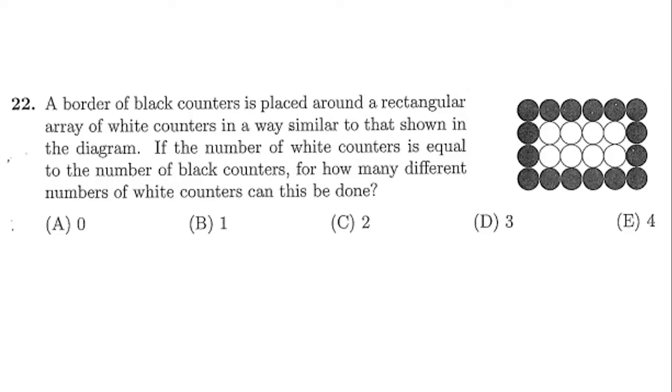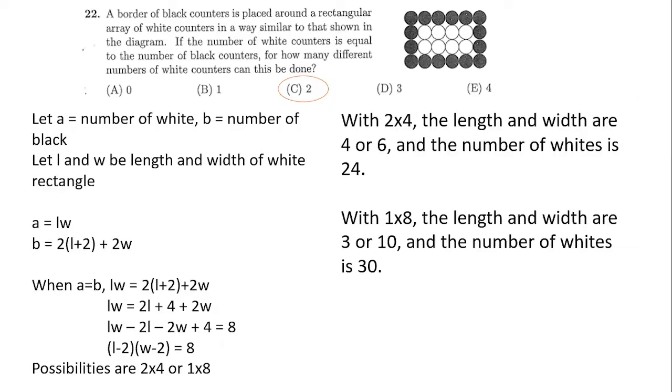Question 22. A border of black counters is placed around a rectangular array of white counters in a way similar to that shown in the diagram. If the number of white counters is equal to the number of black counters, how many ways can this be done? For how many different numbers of white counters, that is. So I let A equal the number of white counters, B equal the number of black counters, and L and W be the length and width of the inner white rectangle.